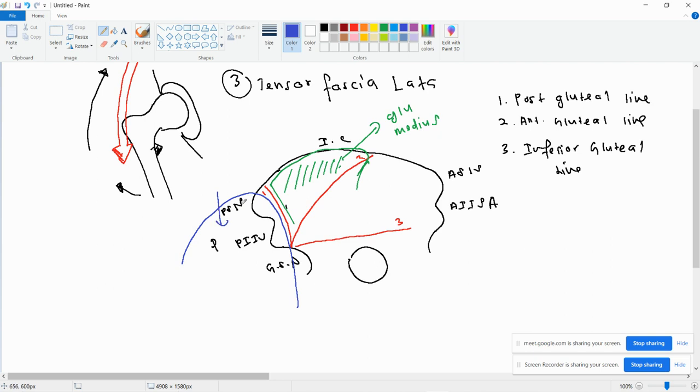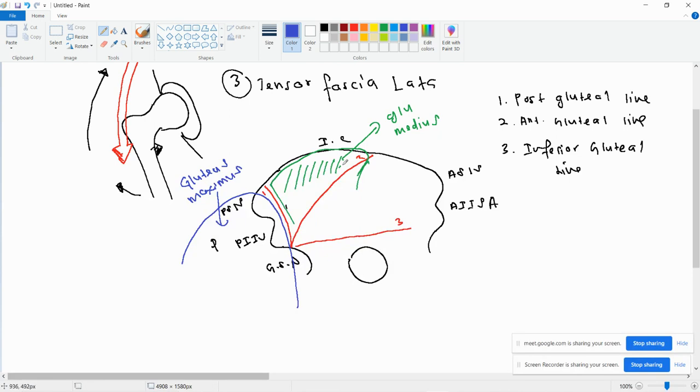is another muscle attached to the gluteal surface, posterior to the posterior gluteal line. This muscle is not an abductor muscle, but you should remember it because it belongs to the extensor muscles, and it is known as the gluteus maximus.